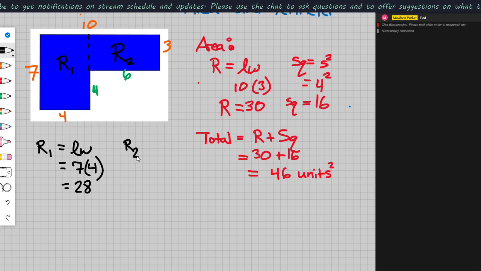Rectangle 2. And be careful. A common mistake on a situation like this is to do 3 times 10. But this isn't the rectangle you're looking at. You're looking at this rectangle right here. So it's 3 times 6 or 6 times 3.